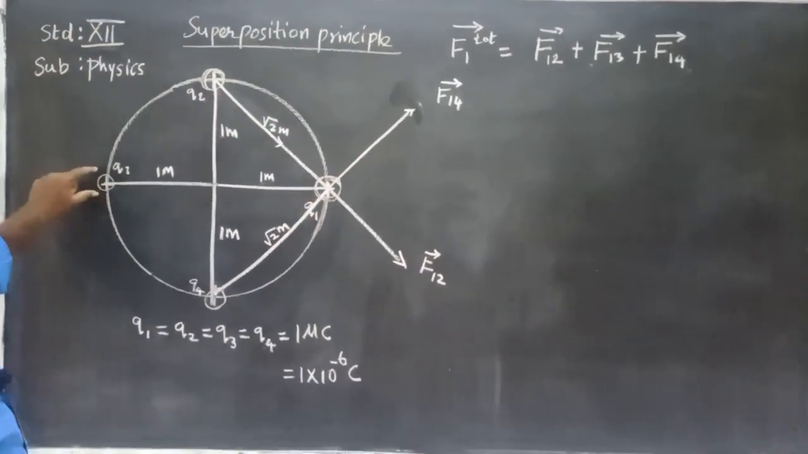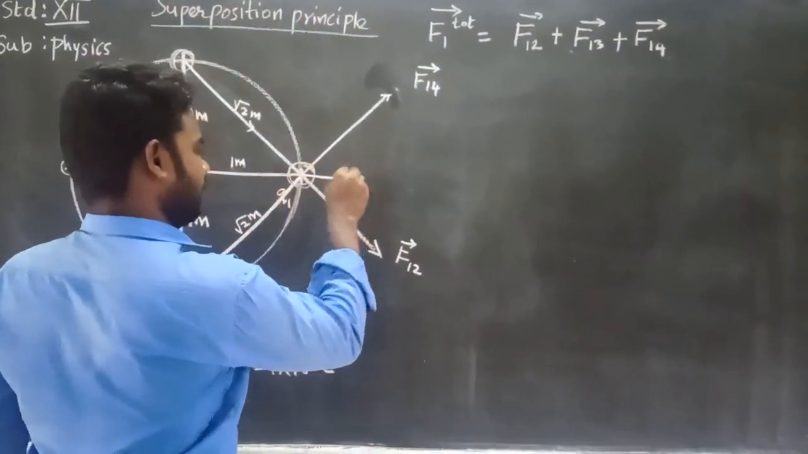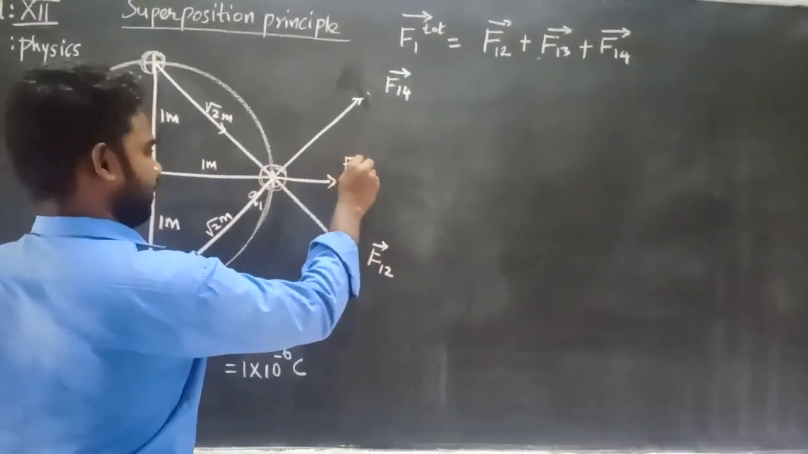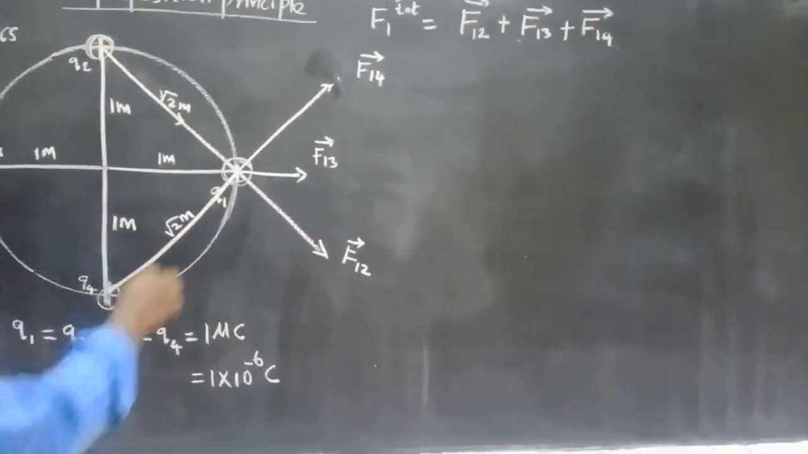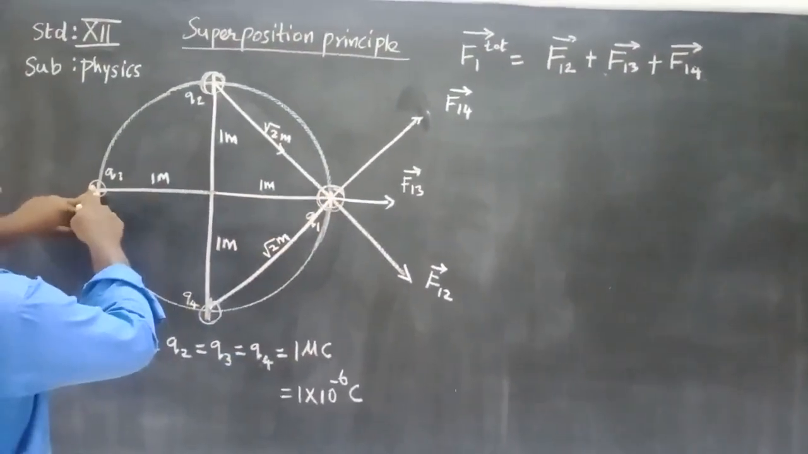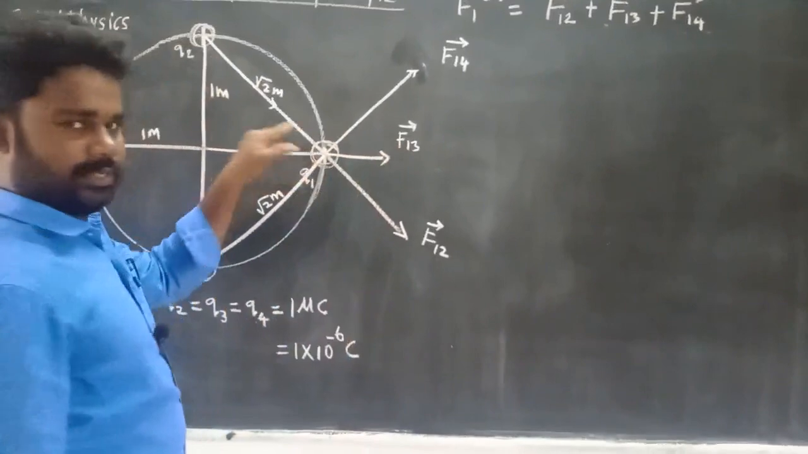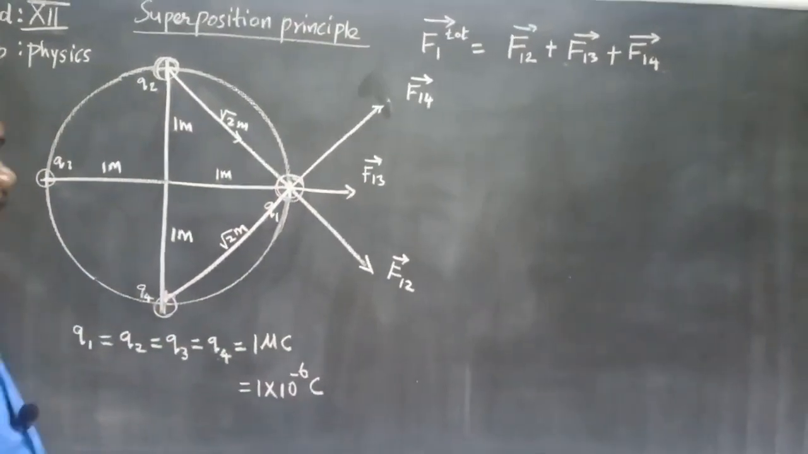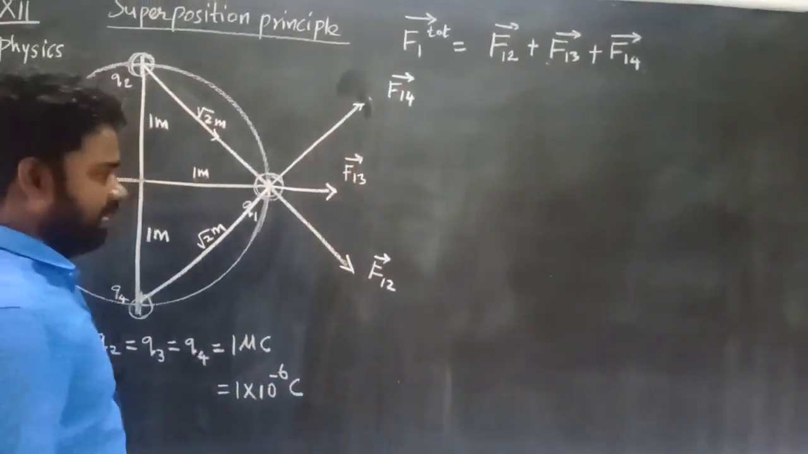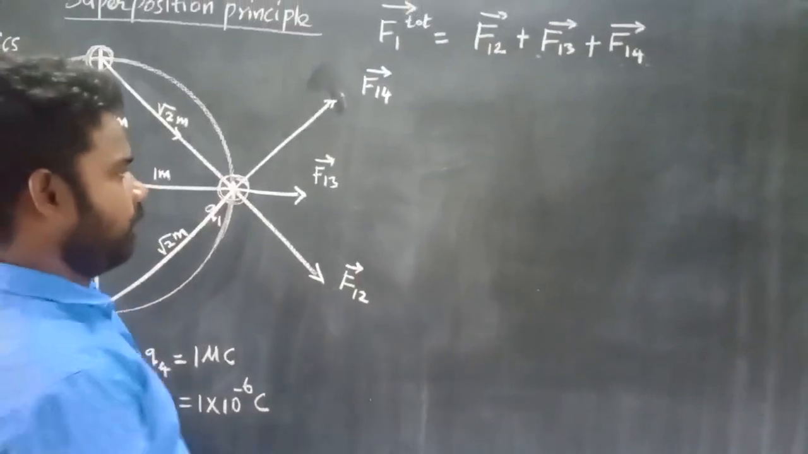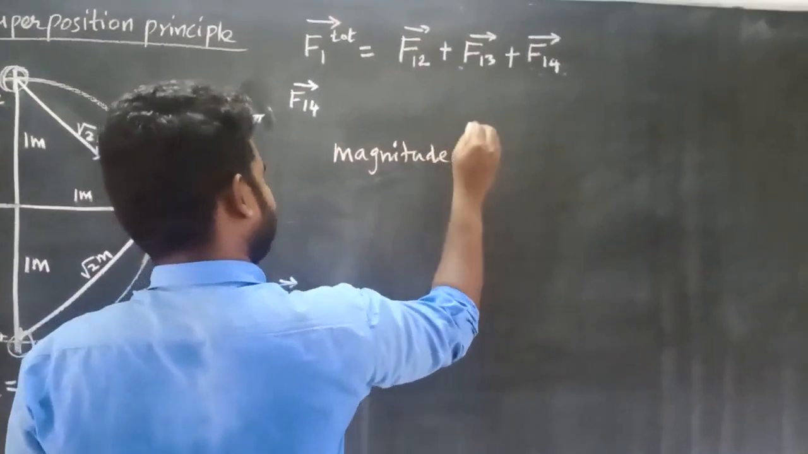Now here another charge is here, Q3. It will give a minimum force only, F13 vector, because the charge is too far apart from the charge Q1. Here 2 meters. So when the distance increases, the force will decrease. You know that? So F13 vector will have the minimum magnitude. So we have to find the magnitude of the force first.